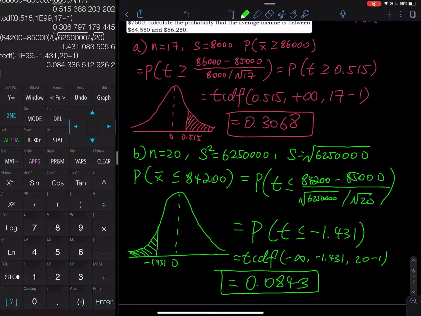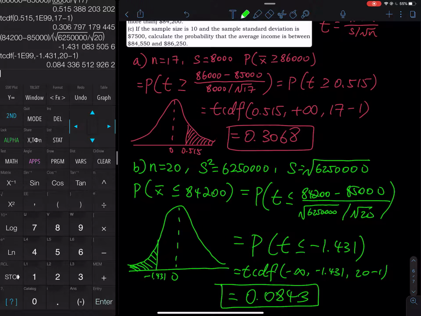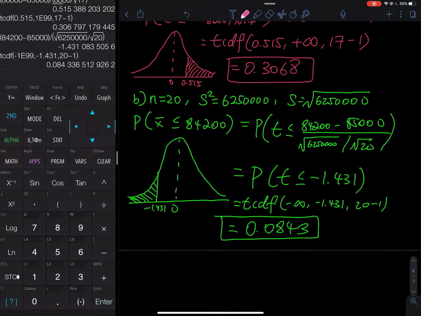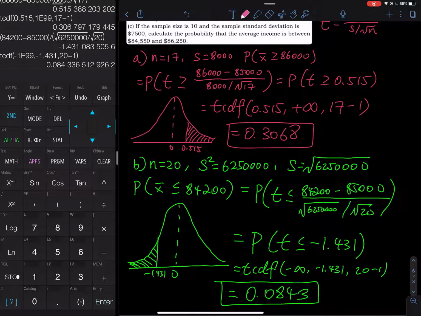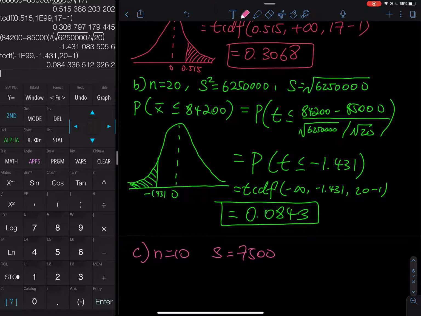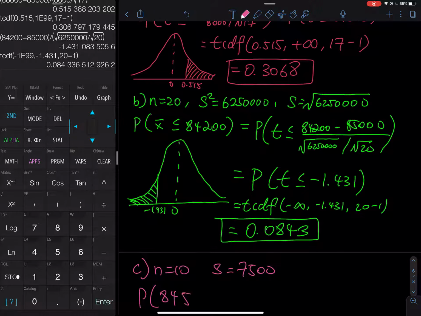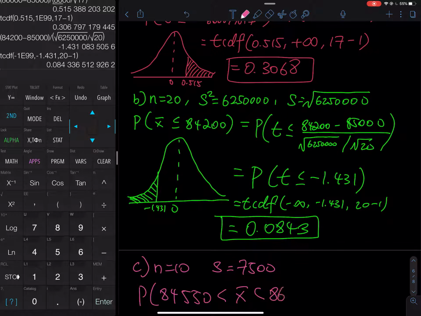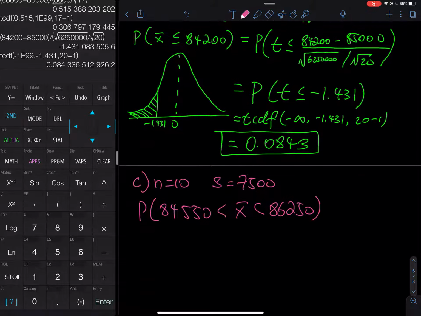So part C, we have n equals 10, and then the sample standard deviation is 7,500, and then we have between 84,550 and x bar 86,250. All right, we do the math right here.